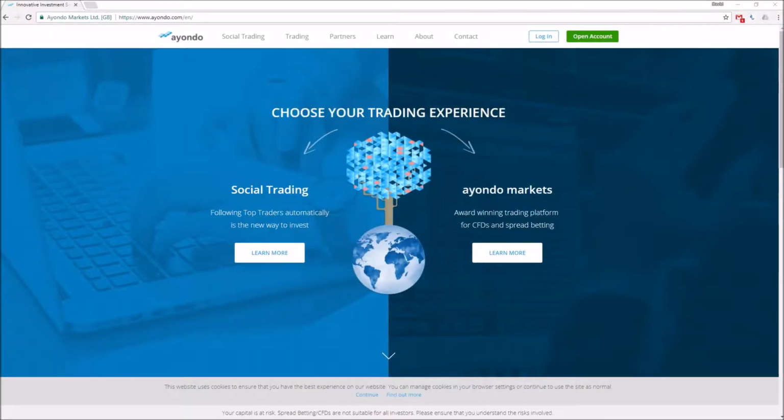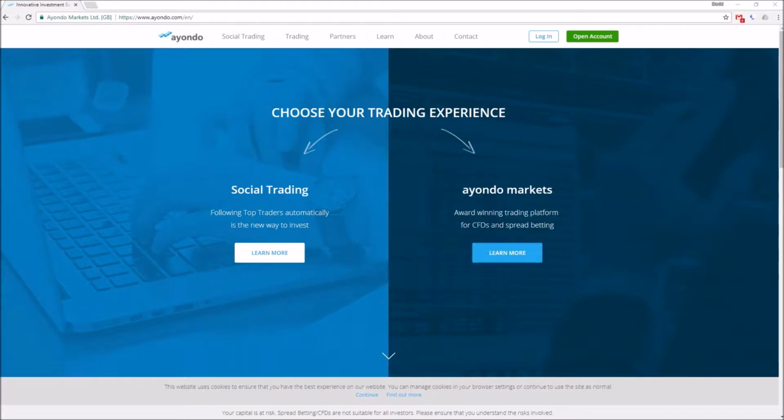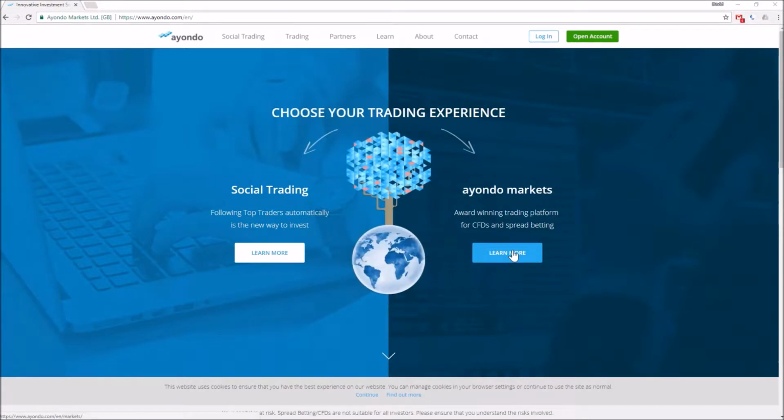What you can see here, this is what you'd end up with if you went to ayondo.com. So choose your trading experience. Ayondo markets, this bit here lets you trade for yourself. So the usual competitive spreads, the usual markets you're used to, all that sort of stuff. So you can still do self-directed trading. You can have a social trading account and or a self-directed trading account.